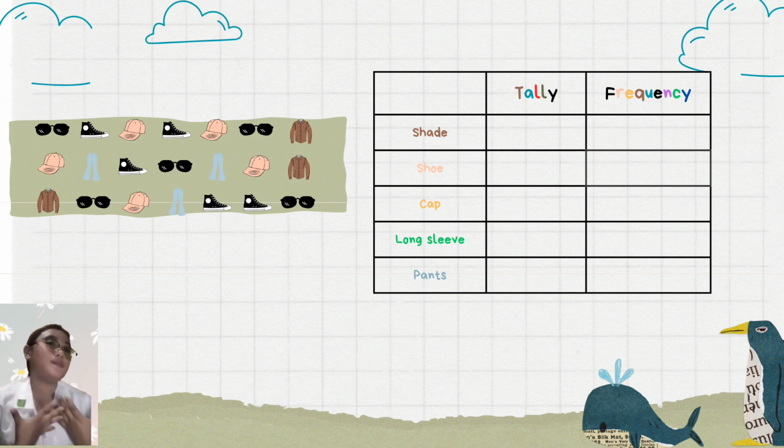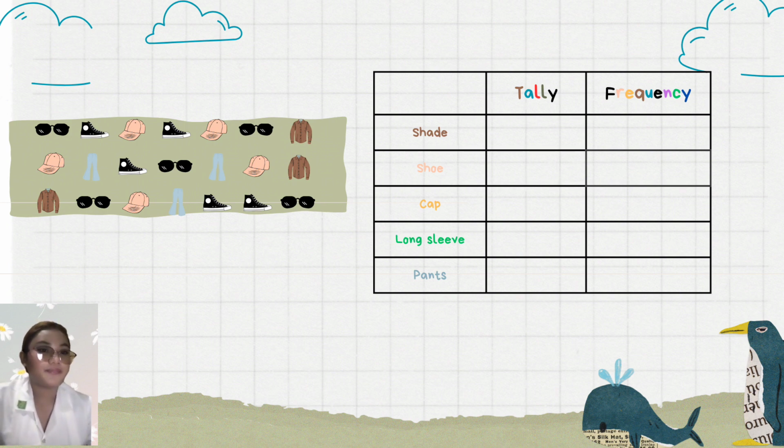Tama. So, according to Mr. Kenny, yung tally daw is linya. Linya na ginagamit sa pagbilang. Ganon din yung kay Miss Kim. So, sa frequency naman, okay, Miss Kim. Tama. So, yung tally is a line of counting, and the frequency naman daw is the number of the tallies. Yung bilang ng tallies in the numeral. Okay, in the number form.